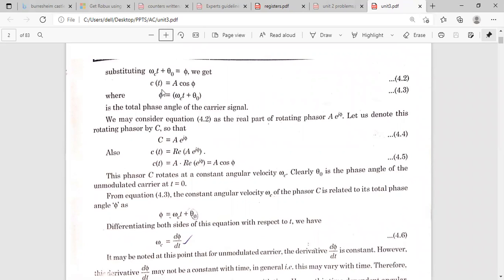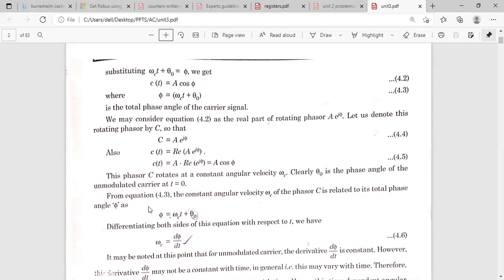So you can write C of t is equal to A cos phi. We write it as a complex function. To get A cos phi, since e power j phi is cos phi plus j sin phi, it contains only the real part, and the imaginary part should be equal to 0. So you can write C of t is equal to real of A into e power j phi, because the imaginary part will be equal to 0.